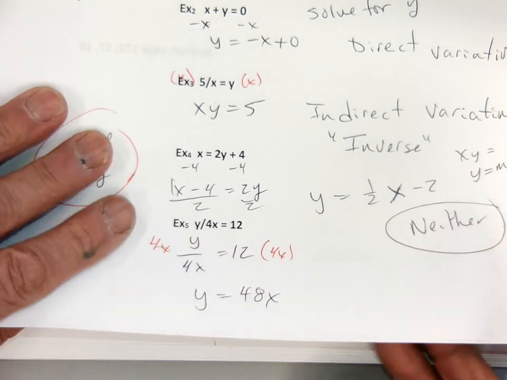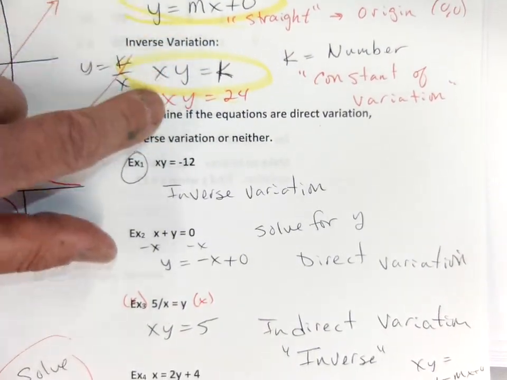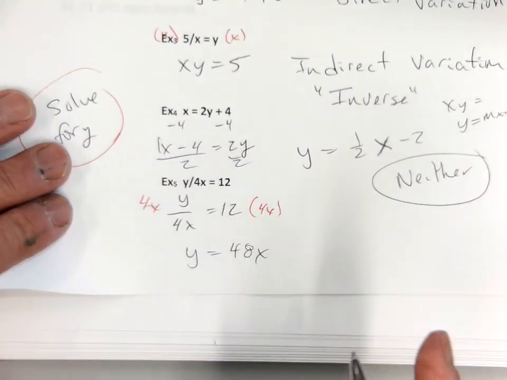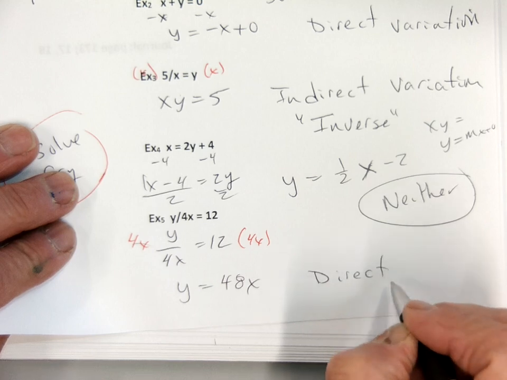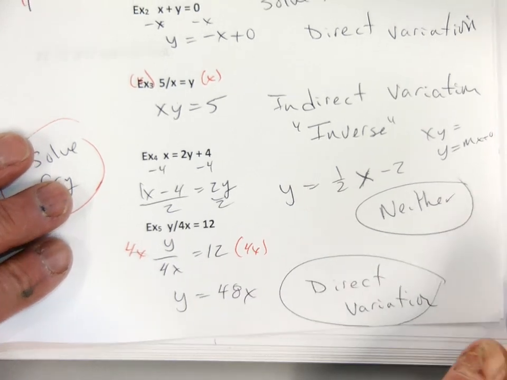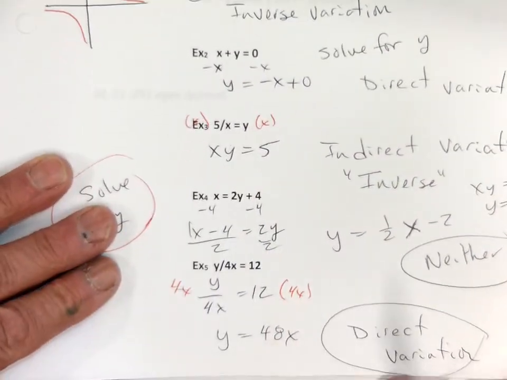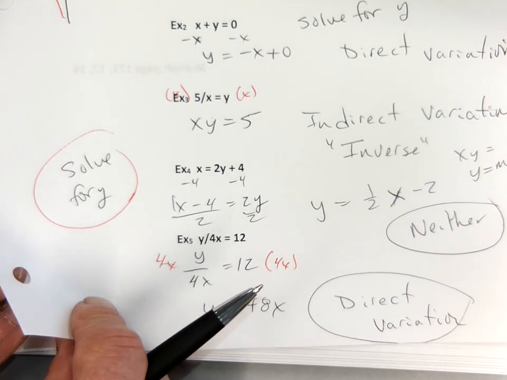Okay, which one do you think this one is? Is it the first one or the second one? 48x, which one? First one, right? It is the first one, so this one's going to be direct variation. So they're a little tricky. The trick is to try and put them in either this form or this form, right? You might have to move some things around. Yeah, we can do that. Okay, we turn the page.